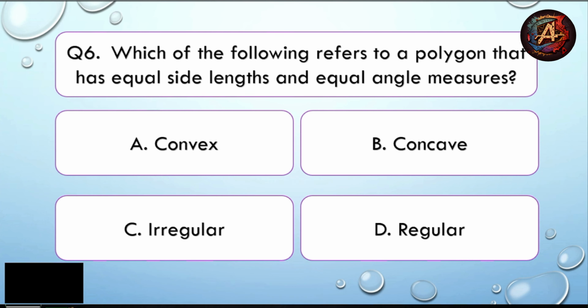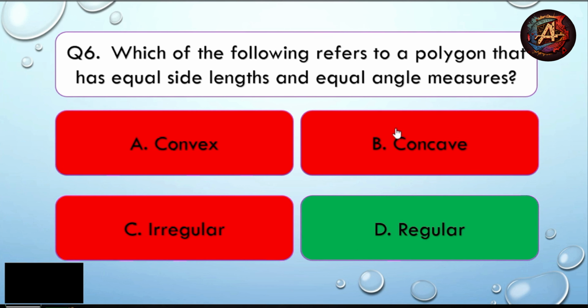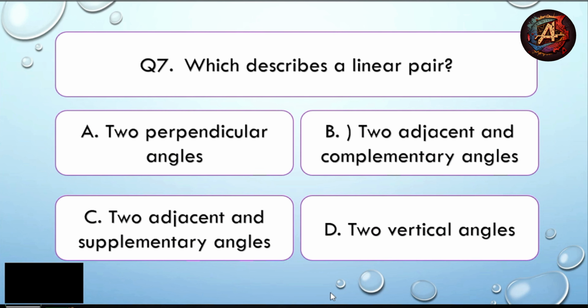Okay, math learners, when a polygon has the characteristics of equal sides and all of its interior angles are also equal, then that gives the definition of a regular polygon. So the correct answer for this question is letter D. All right, we are correct, my dear math learners. I hope you got that one. Very easy. Now let us go to question number 7, which describes a linear pair.